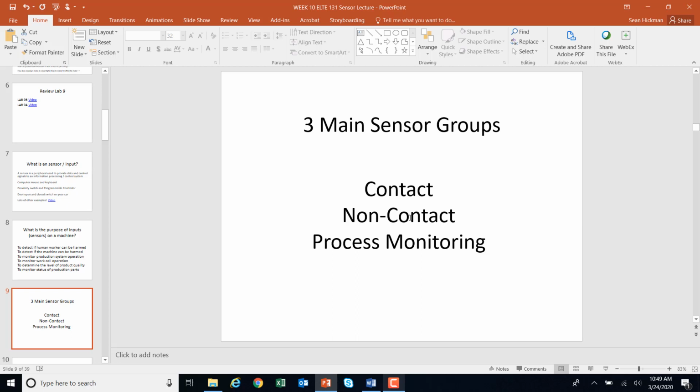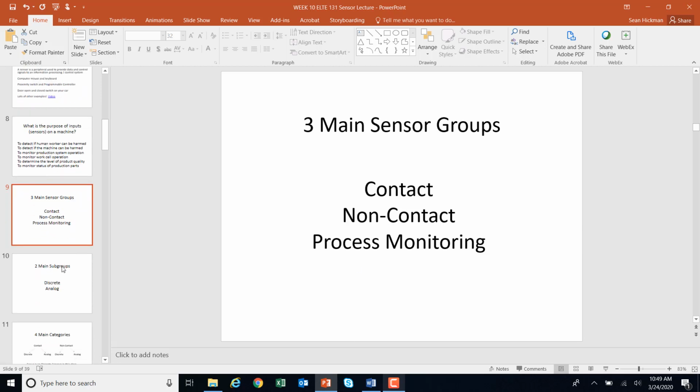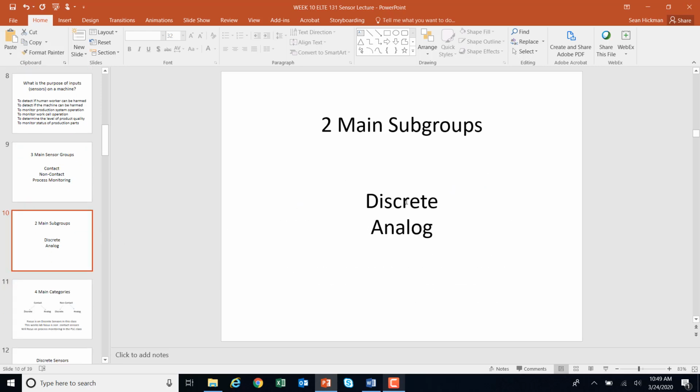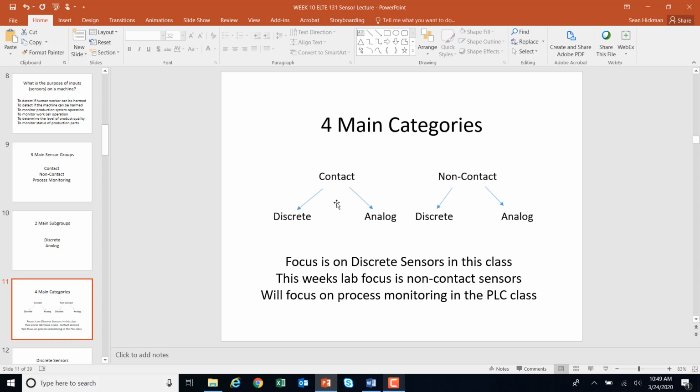Non-contact, that's where you just have to be in the proximity of the sensor, and then process monitoring. We're not going to go into process monitoring very much, even though we just talked about it in that last slide. Our main subgroups are going to be discrete, which is on and off, and analog, which is infinite states. So we have the four main categories: contact discrete, contact analog, then non-contact sensors which are discrete, and non-contact which are analog.